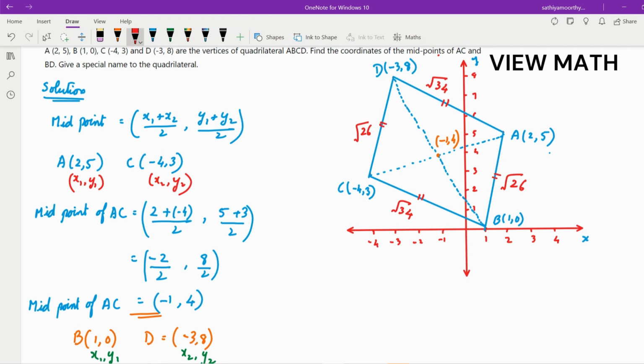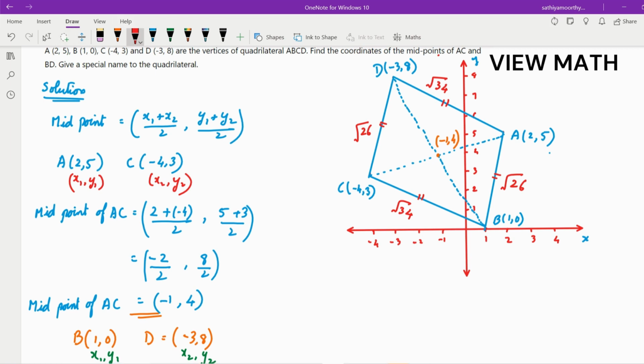So opposite sides are equal and the diagonals intersect at the midpoint. So I can say it is a rectangle or parallelogram because opposite sides are equal and the diagonals intersect at midpoint. So I can say it may be rectangle or parallelogram. So I have to confirm whether it is rectangle or parallelogram. So for confirming it, I'm going to find out the length of the diagonal. So if I find out the length of the diagonal, then I can confirm it.